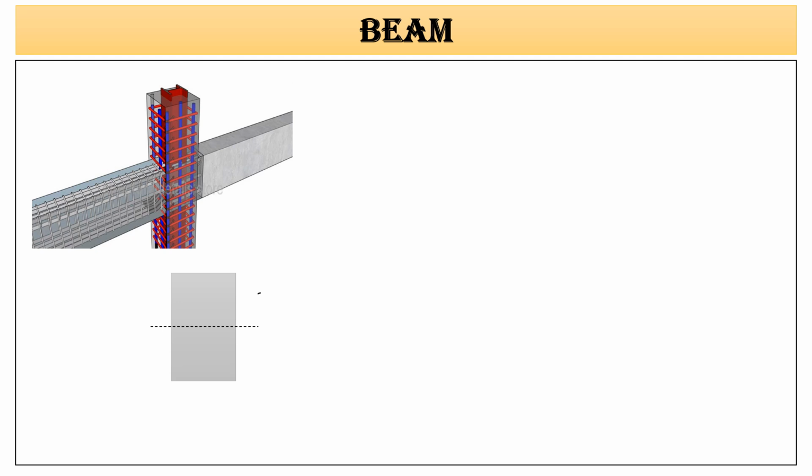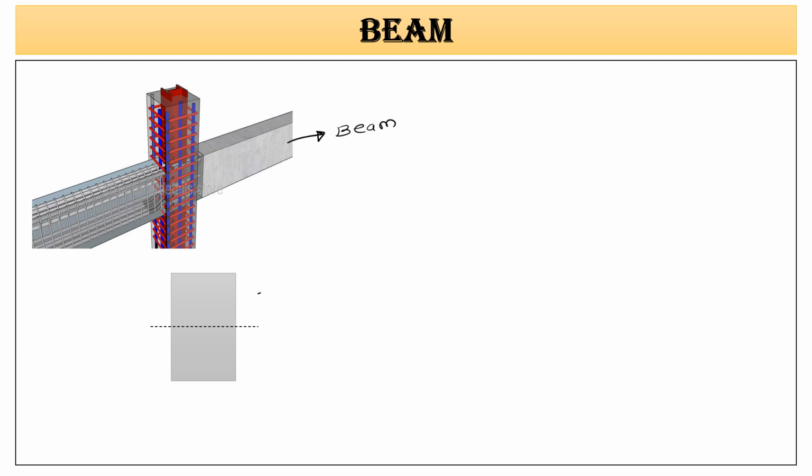So here, the first point for today's video is beam. You all know what a beam is. A beam is a horizontal structural member which is present in each and every building construction. So this horizontal member is called a beam. A beam contains two parts.